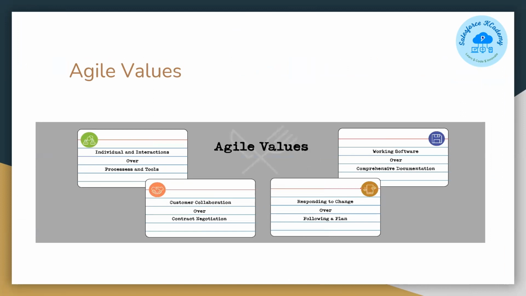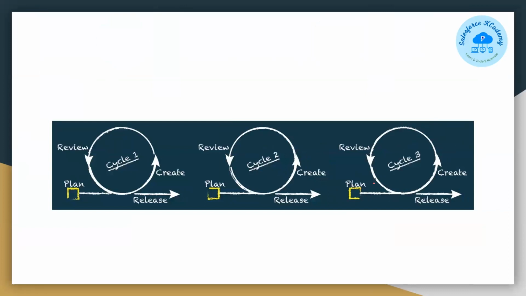So we have already discussed what Agile believes: individual interactions, customer collaboration, working software, and responding to change. These are the values of the Agile. So this is again the overall picture: plan, create, review, and release. Again, the customer comes in the second sprint with new changes, or you want to deliver the second sprint with some part of a project, then again plan, create, review. So like this, it goes on for the Agile.